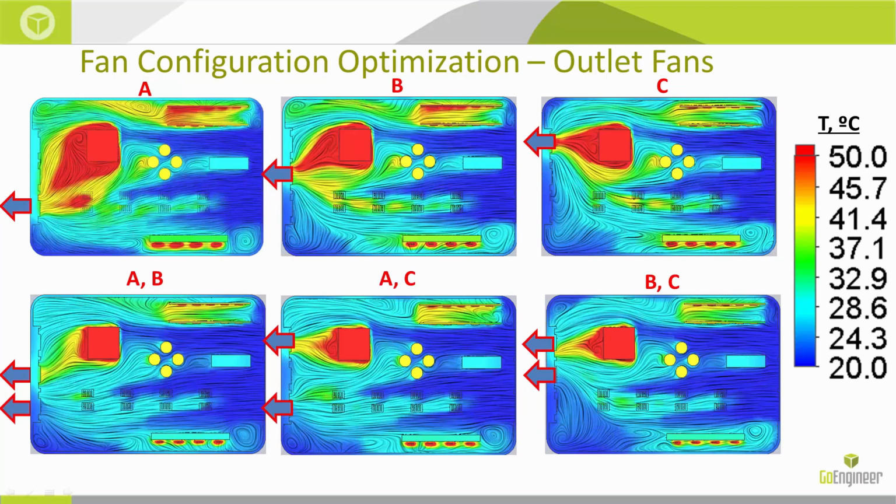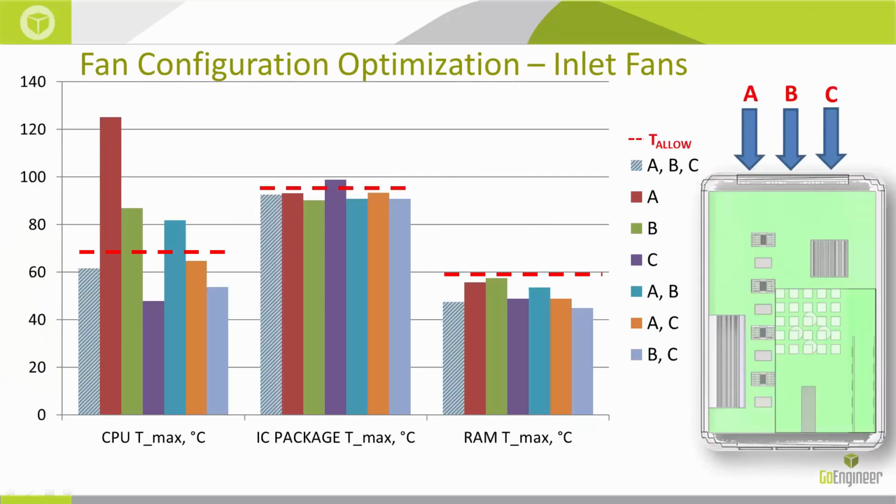Now let's look at the outlet fans. We can see in comparison to the last slide that this looks quite different. Again, here we're sucking the hot air out. Looking at our inlet fans, we see that there's some combinations that don't work. For example, if we're looking at the red bar under CPU, we see that's exceeded. The green's exceeded. Our teal's exceeded. But the rest of them are good.